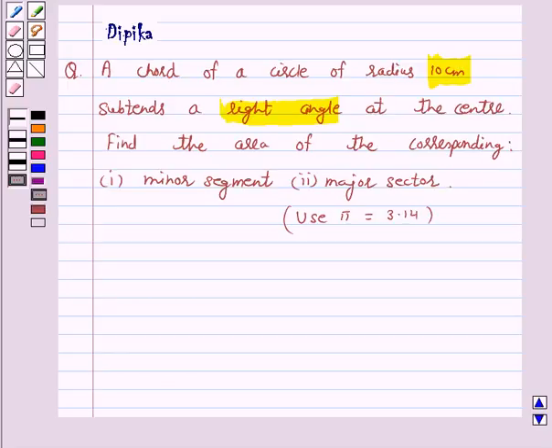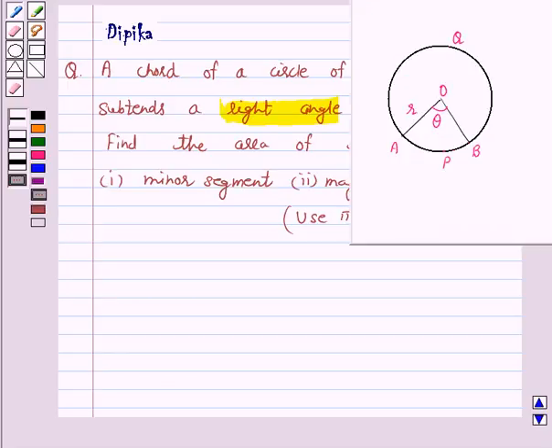Let us first recall the area of a sector of a circle. The portion of the circular region enclosed by two radii and the corresponding arc is called the sector of the circle. In this figure, the region OAPB is a sector of the circle with center O. For obvious reason, the circular region OAPB is called the minor sector and OAQB is called the major sector.